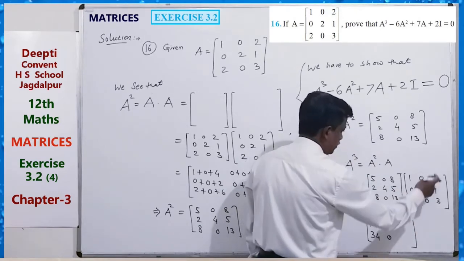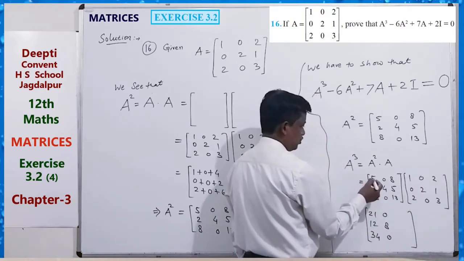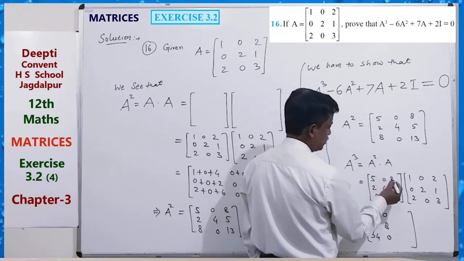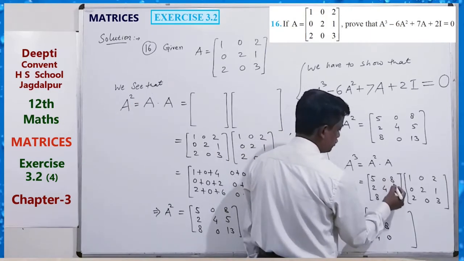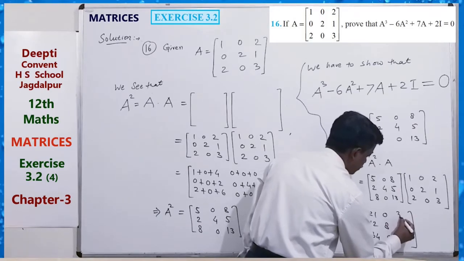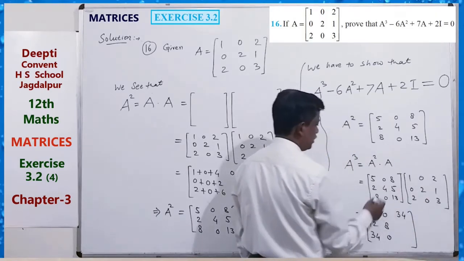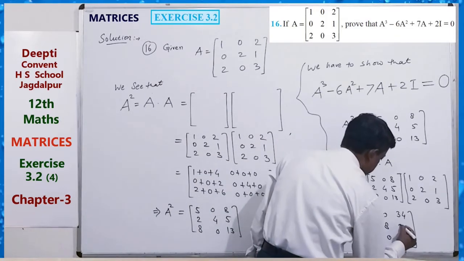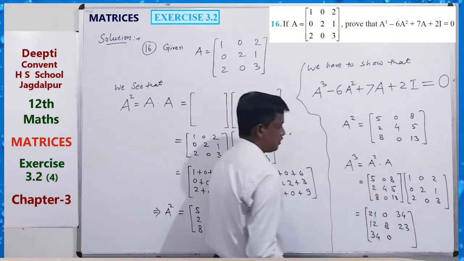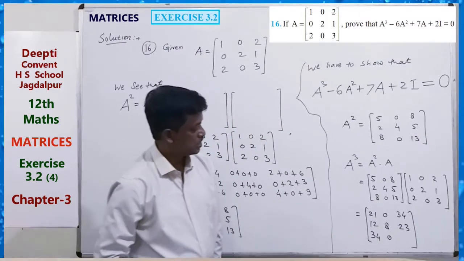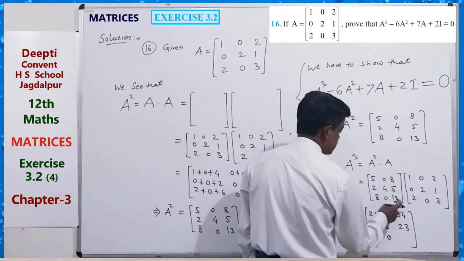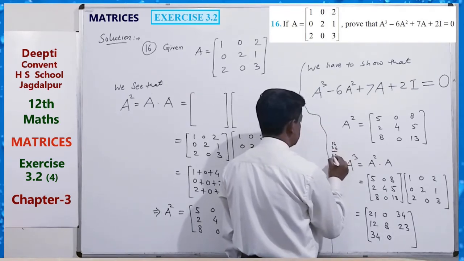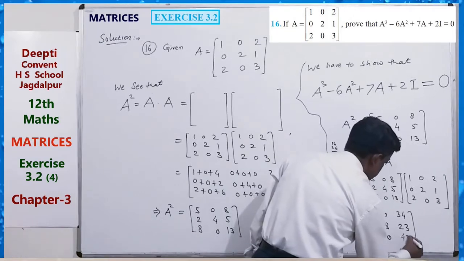This is 0. Now 2 1 3 is here. 2 into 5 is 10, 10 plus 24 is 34. Now here 4 plus 4 is 8, plus 15 is 23. And here again 16 plus 26 is 42. So this is 42.